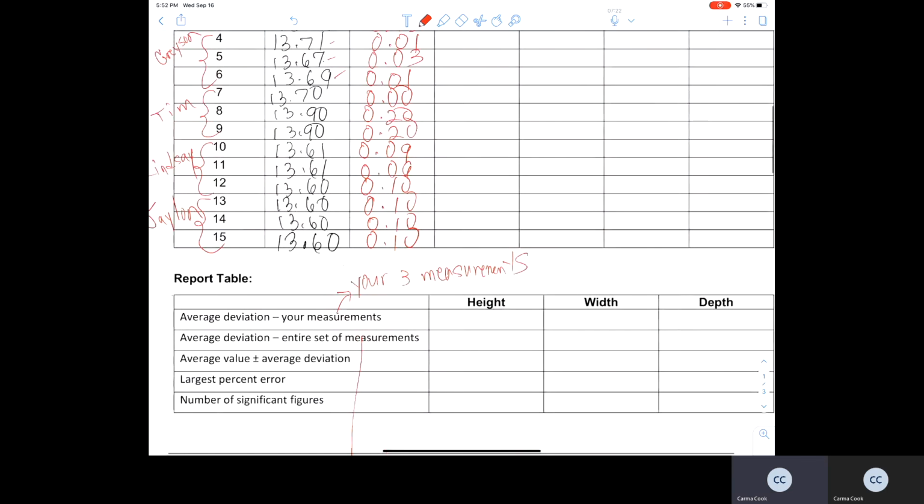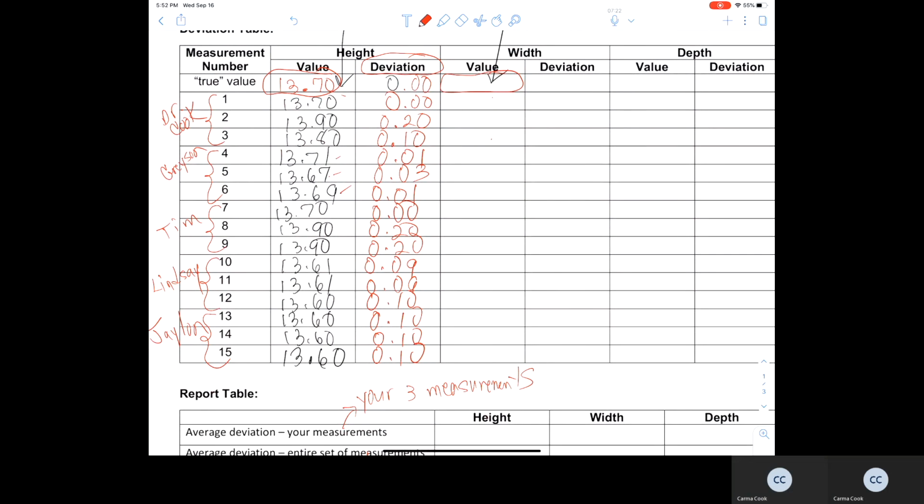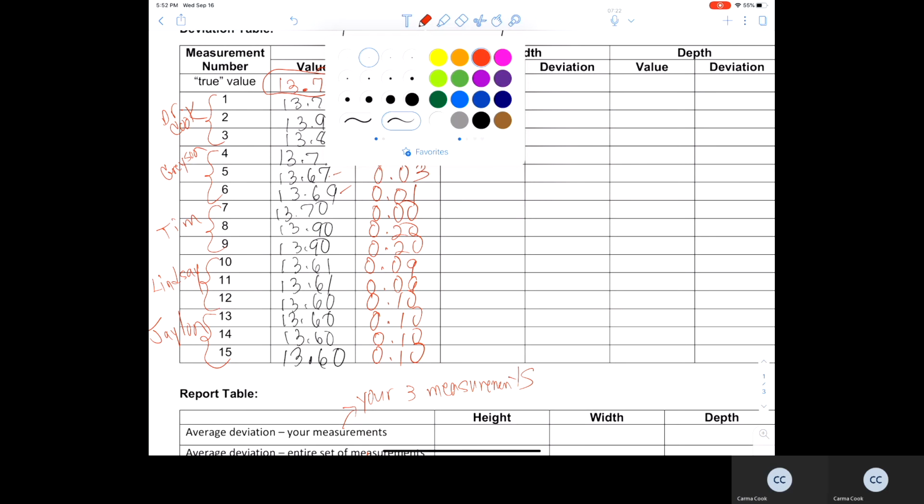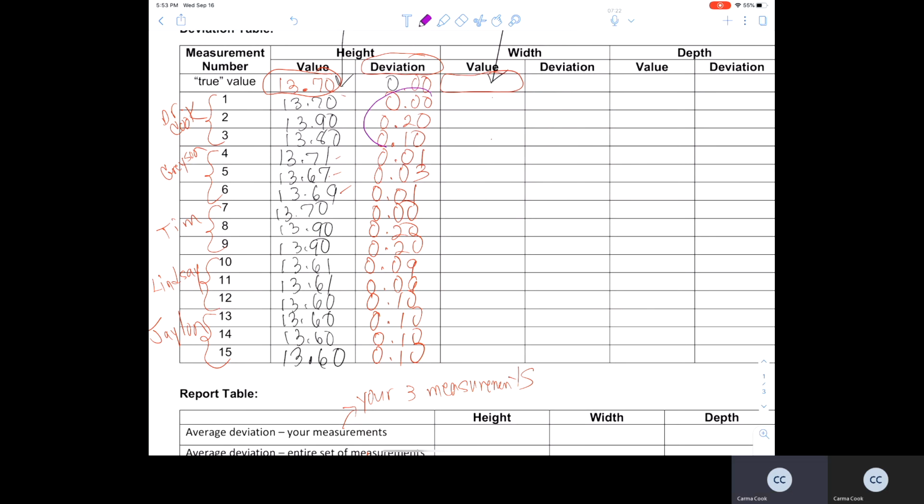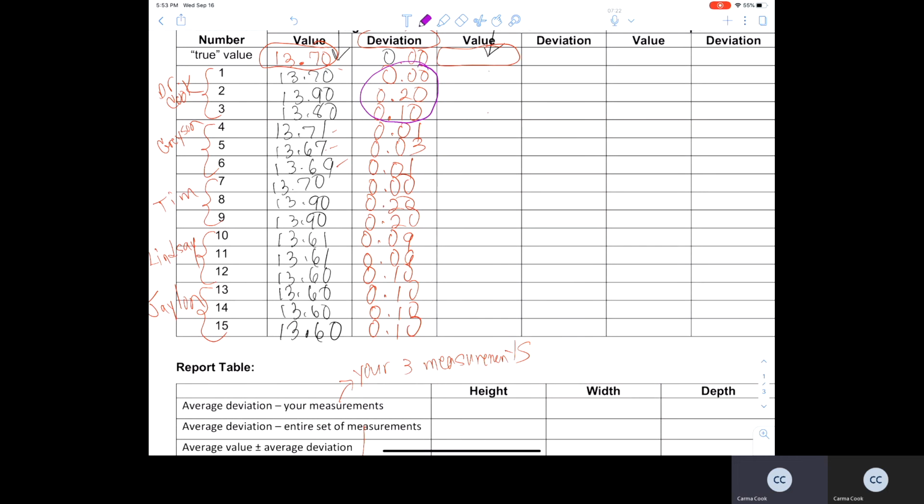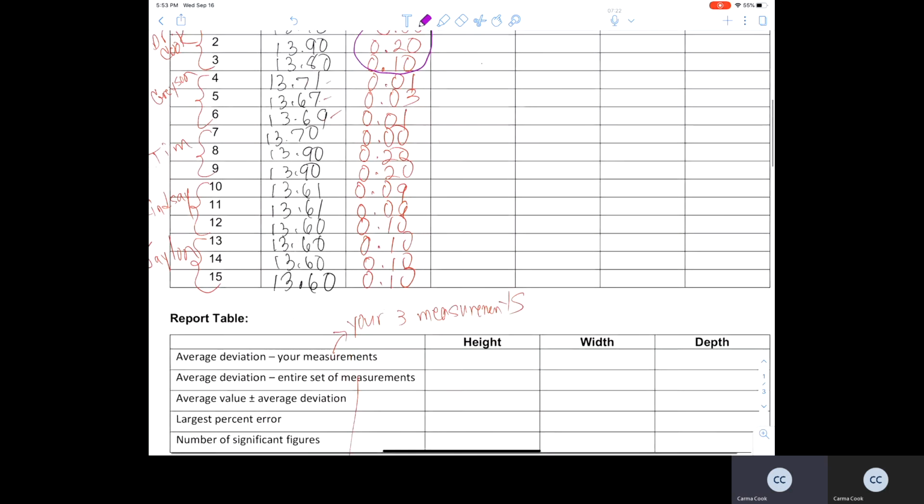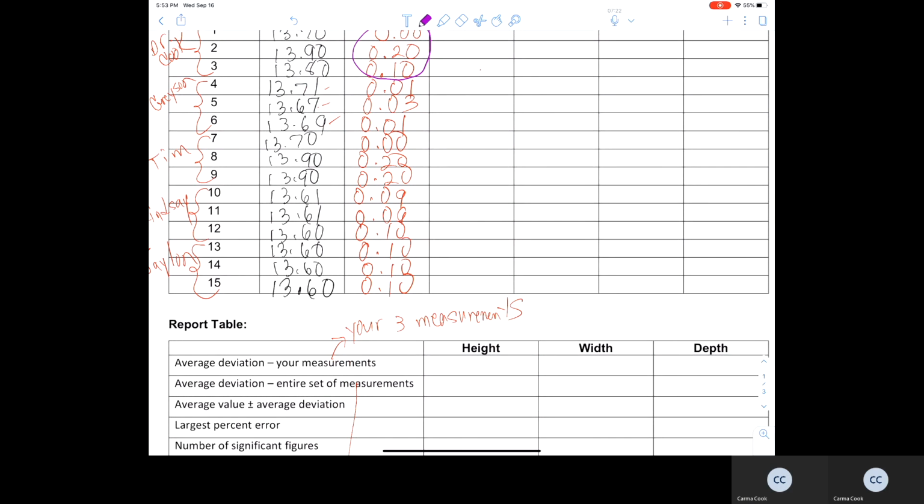Okay. So how do you get an average deviation? Well, for my height, I take my three deviations. So these are my three deviations. I add these three numbers together and divide by three. So 0 plus 0.2 plus 0.1 is 0.3. Divide 0.3 by 3. I get 0.1.